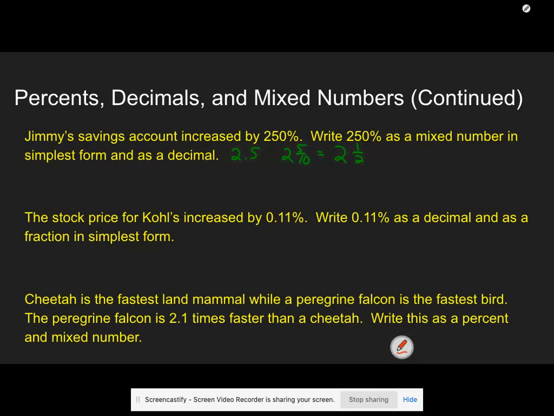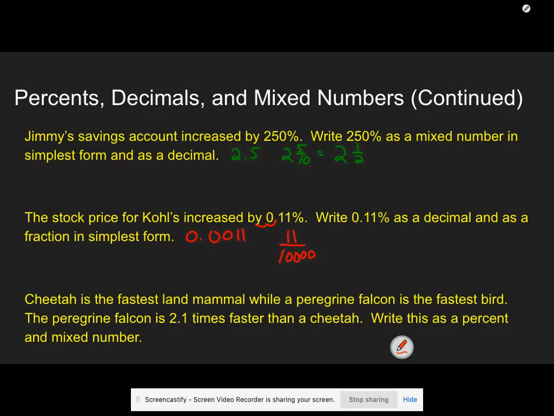The stock price at Kohl's increased by 11/100%. Write 11/100% as a decimal and as a fraction in simplest form. So I need to move and make my decimal first. So I'm going to end up with 11/10,000ths. So I write 11 over 10,000. And 11 is a prime number, so I know that there's nothing I would be able to do to divide that answer.